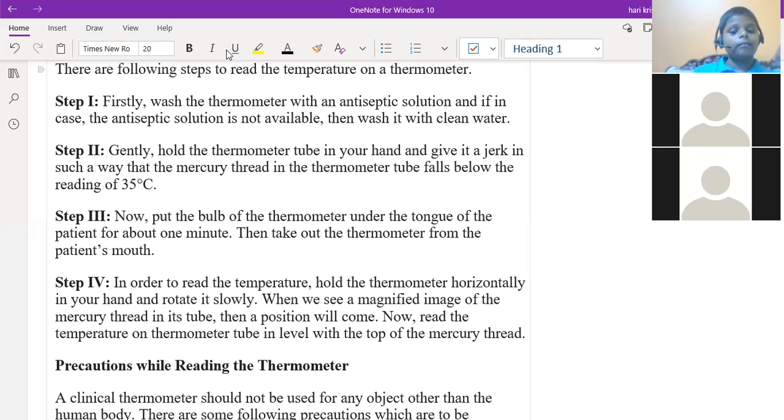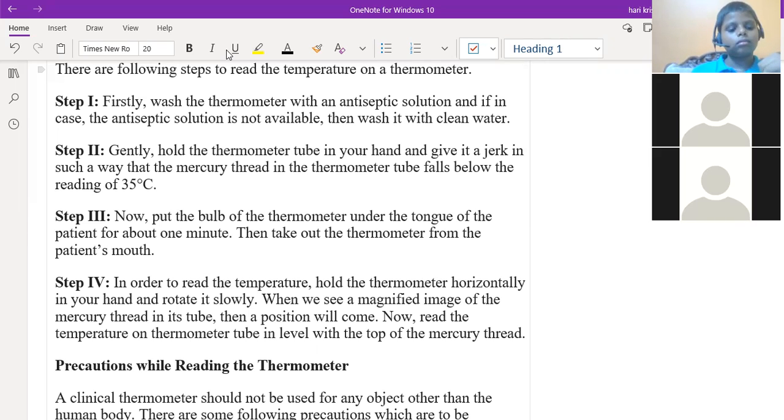Put the bulb of the thermometer under the tongue of the patient for about 1 minute, or you can use it under the armpit also. Okay. So these are the two places where you'll measure the temperature of the body. Then take the thermometer out of the patient's mouth or from under the arm. Fourth one, what is it?